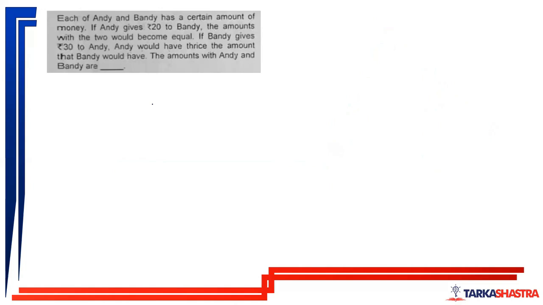Okay, moving forward. Read the question, pause the video, try to solve it. Each of ND and Bandy has a certain amount of money. Okay, ND and Bandy have amounts A and B. If ND gives 20 to Bandy, then ND will have 20 less and Bandy will have 20 more. If ND gives 20 to Bandy, the amount with the two would become equal. So what comes out? A minus B, this minus 20 when it comes here, will become 40.